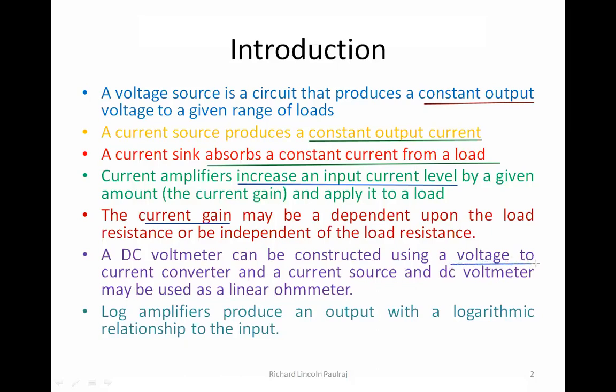Voltage to current converter, and a current source and DC voltmeter may be used as a linear ohmmeter. So basically there's going to be a conversion between voltage to current. Okay, fine. So the next one is log amplifiers.